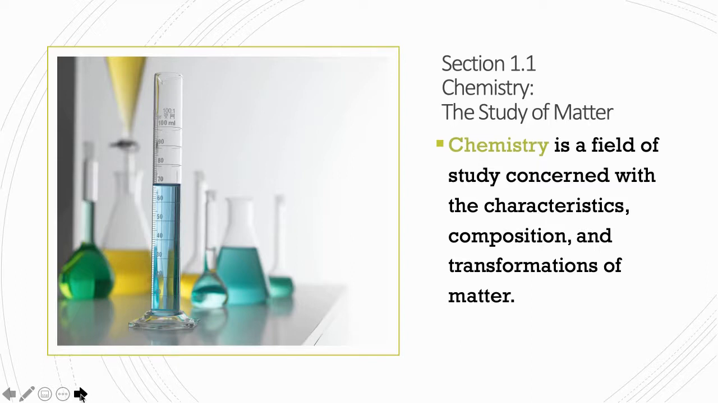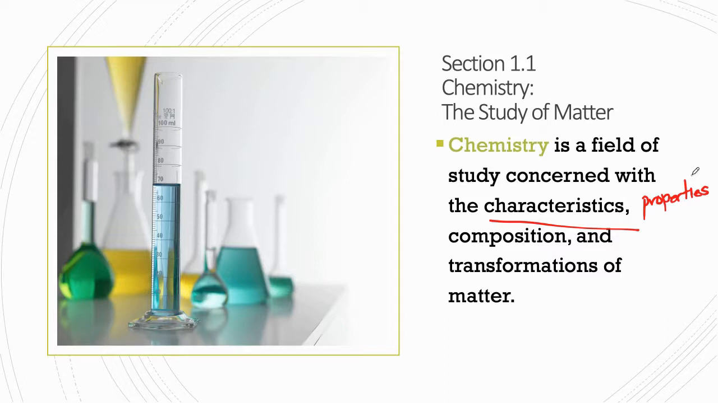So chemistry is a field of study that's concerned with the characteristics, the composition, and the transformations of matter. There's 3 things going on here that I want to look at. First, I want to talk about characteristics. Another word for that would be properties. And that's what we're going to be talking about in this first chapter, the properties of matter. Its characteristics, ways we can describe it or classify it, okay?